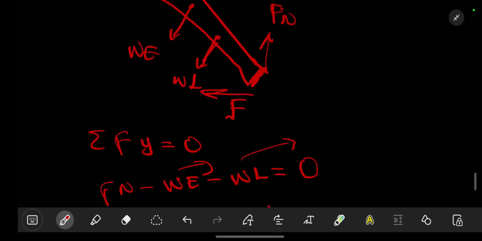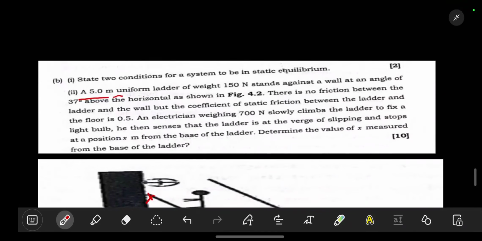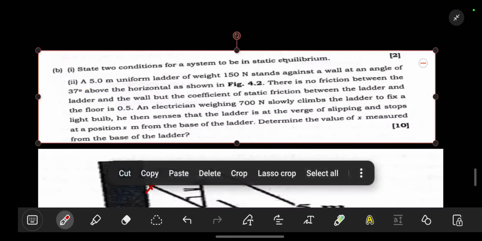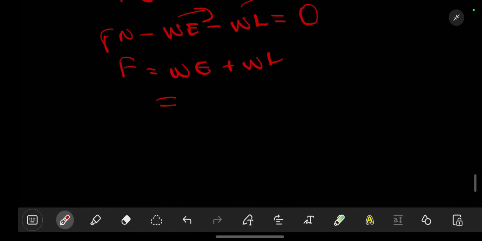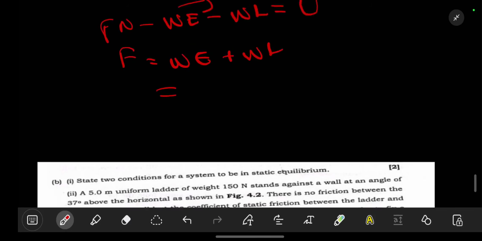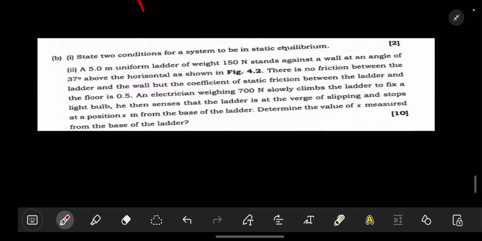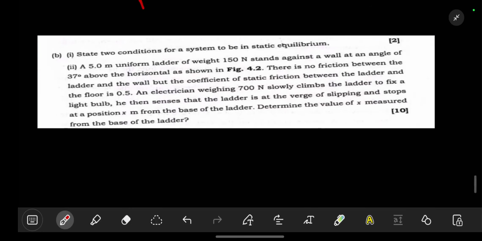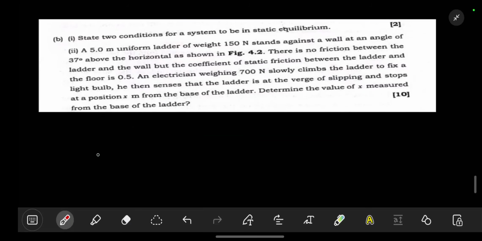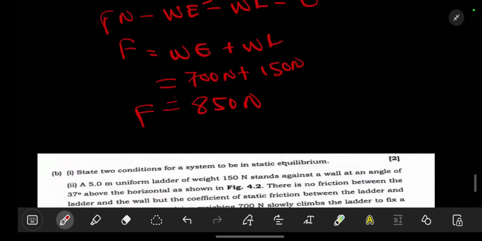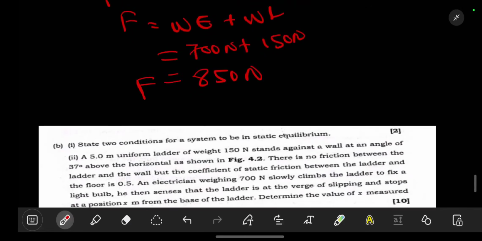The weight of the electrician, according to the question, we have been given that it is equal to 700 newtons, so we are going to be using that value. So we have 700 newtons plus the weight of the ladder, which is 150 newtons, which will give us 850 newtons. So this is our force. So the normal force is equal to 850 newtons like that.